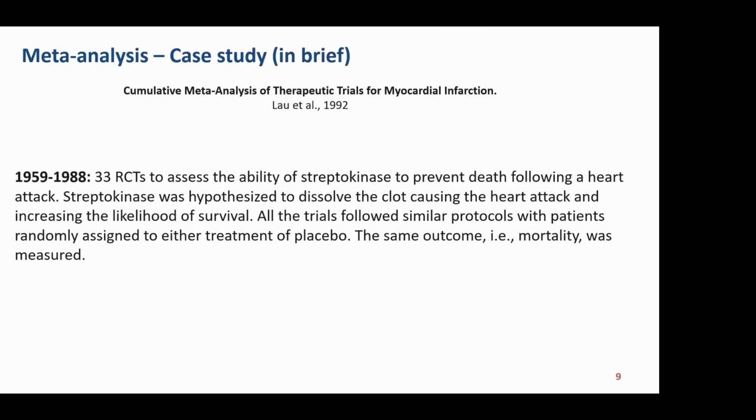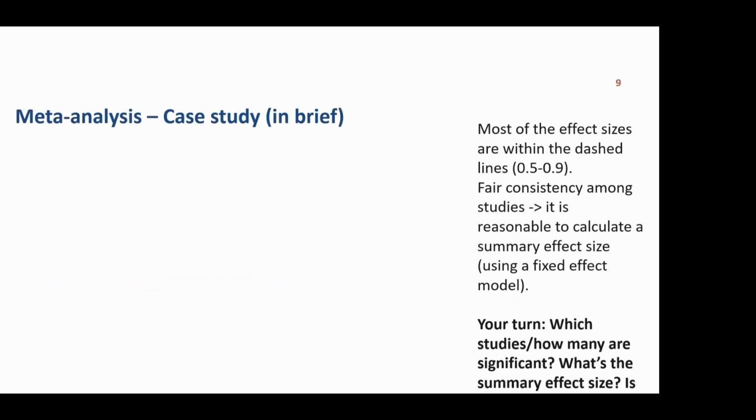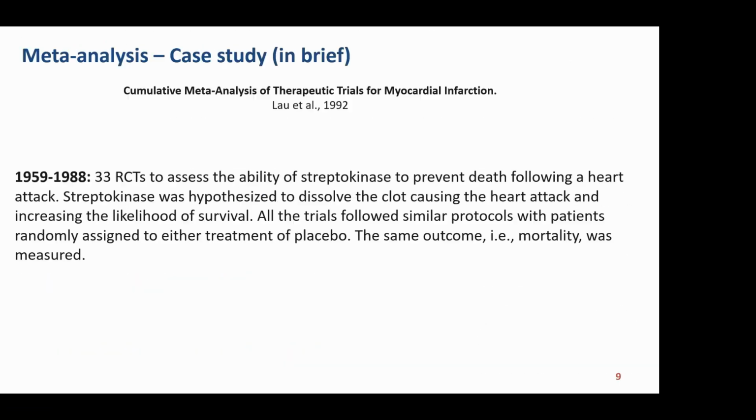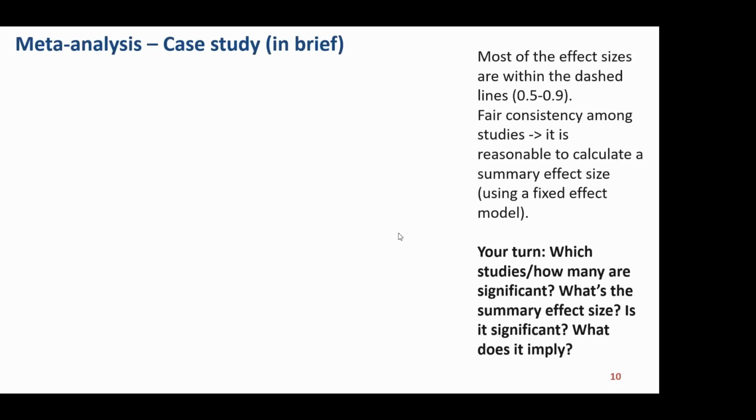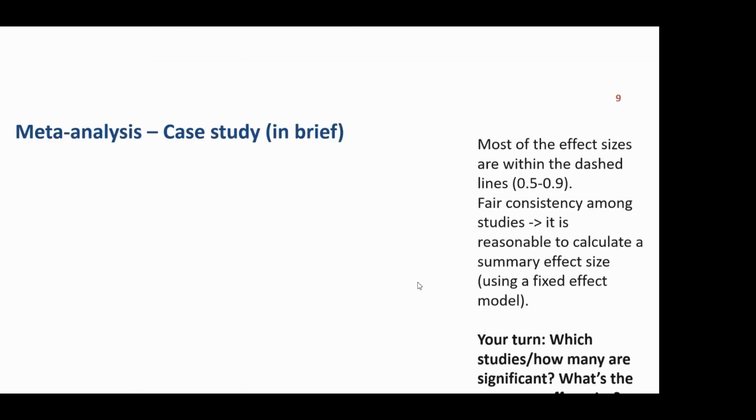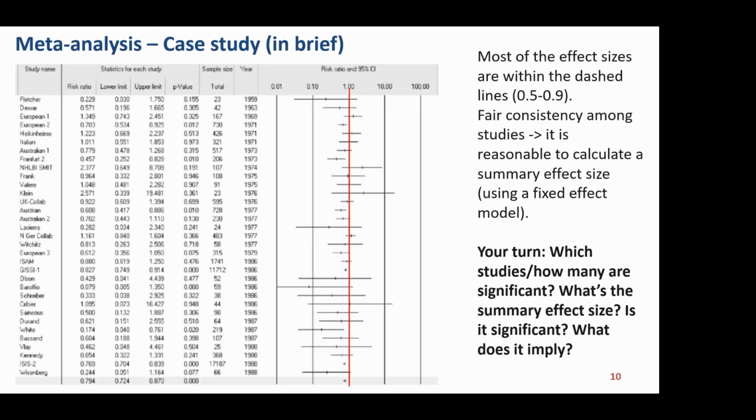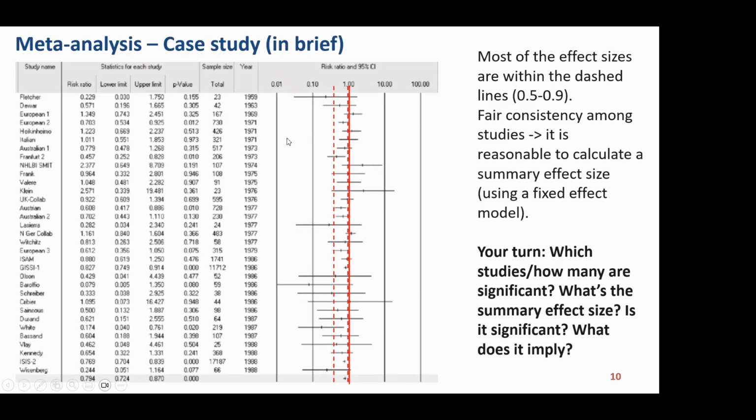This is another example. Let me just see where this is going. Okay, so in this case, we had a meta-analysis on therapeutic trials for myocardial infarction. They looked at 30 years of study, 33 randomized controlled trials to assess the ability of streptokinase to prevent death following a heart attack. The outcome that they looked at was mortality, basically. So this is taken from the paper. These are many more studies included.